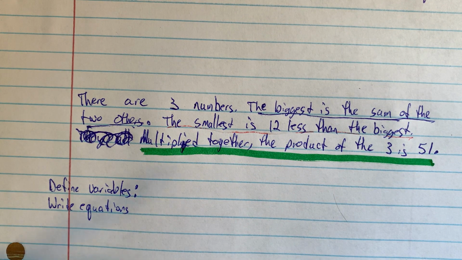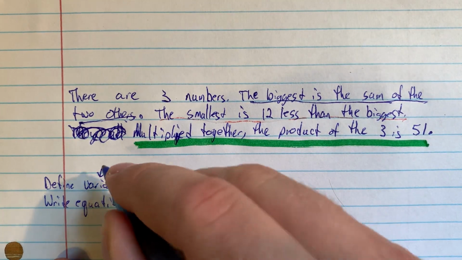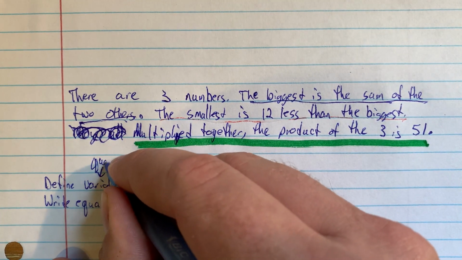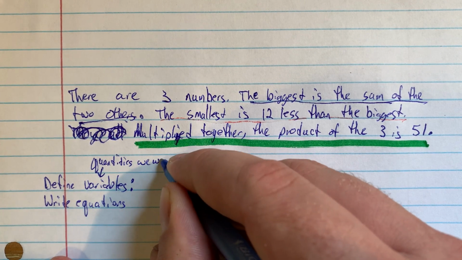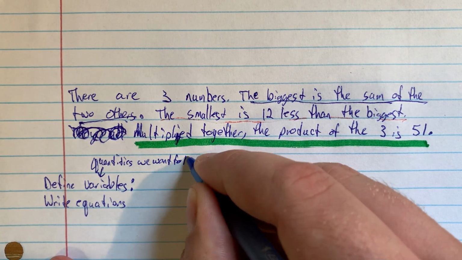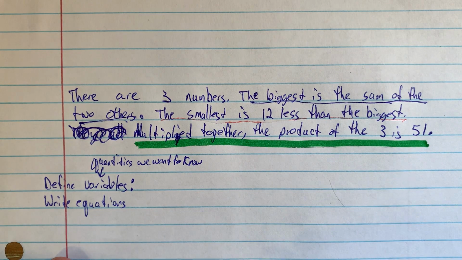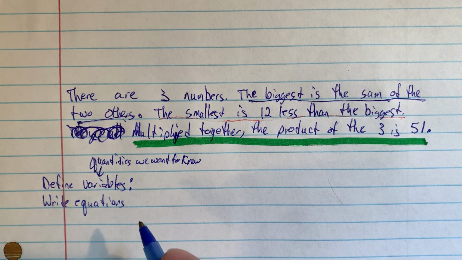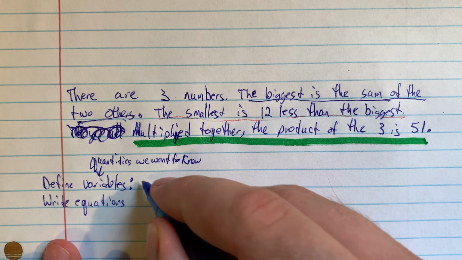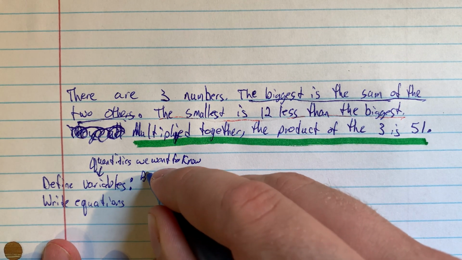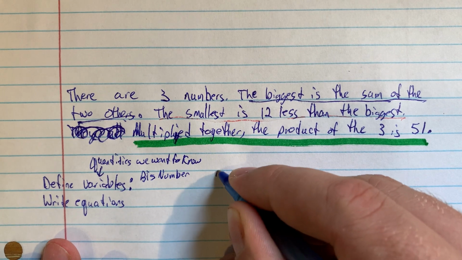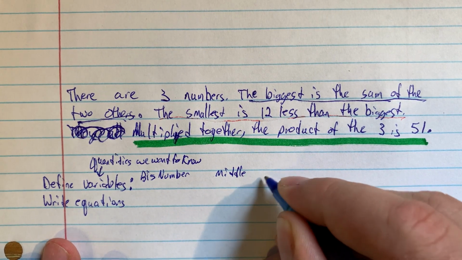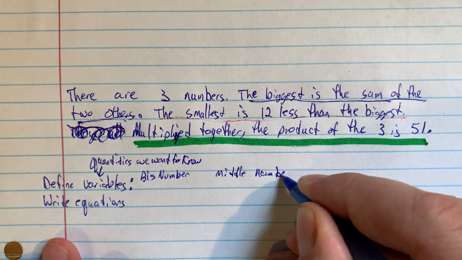So we need to define our variables. We need to understand what our variables are. And variables are largely going to be quantities we want to know or don't know. So what are the things we don't know here? Well, pretty obviously here there are 3 numbers. There's the big number. There's the middle number. I don't know, there's some middle number. And then there's the smallest number.